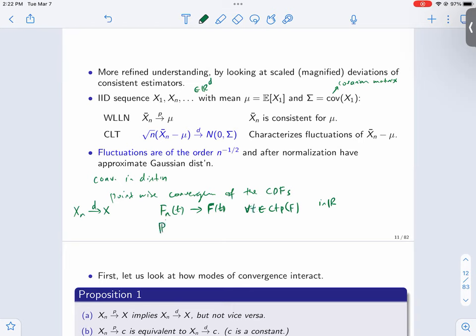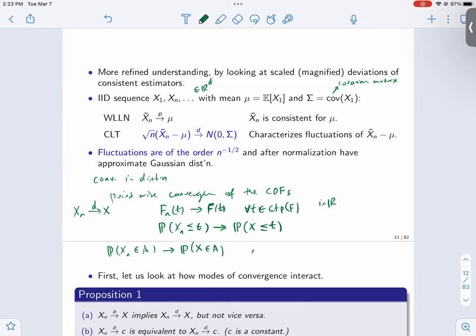There's another way of writing it: the probability that Xn is less than or equal to t, which is the meaning of the CDF, converges to the probability that X is less than or equal to t. Okay, good enough in the univariate case, and easy if you can calculate the CDF. More generally, the probability that Xn is in any set A converges to the probability that X is in set A.